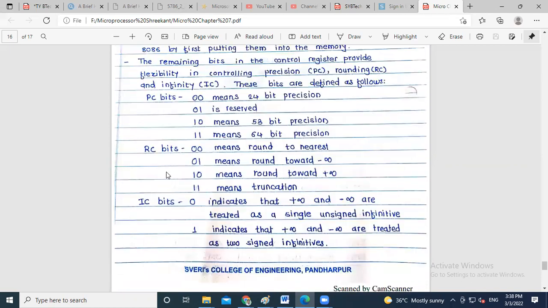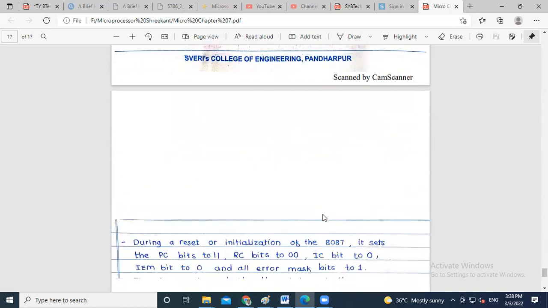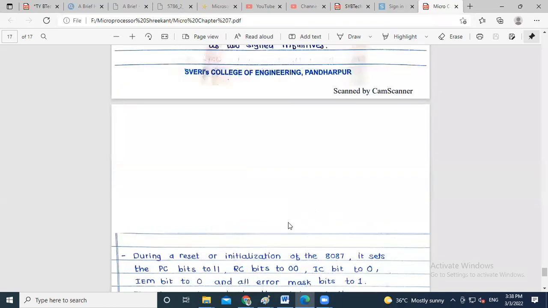So IC means the infinity bit. When the infinity bit is 0, positive infinity and negative infinity are treated as a single infinity. And in 8087 interfacing, whenever the infinity bit is 1, positive infinity and negative infinity are treated as two signed infinities. Okay, so these are the things of 8087.